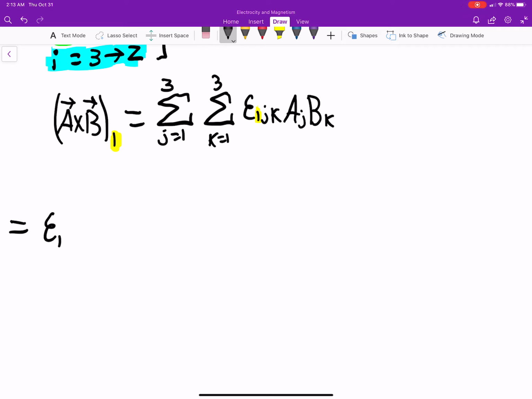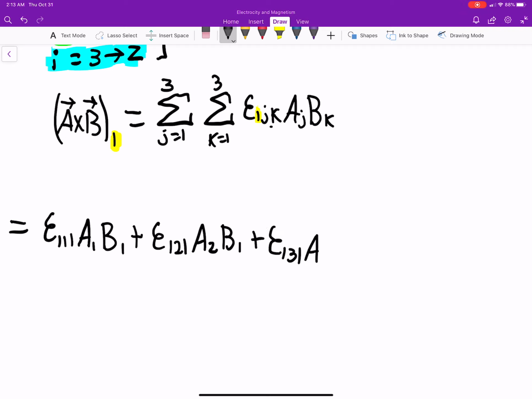Epsilon 1, we're going to start adding. Now, j and k can be 1, 2, or 3 in any order. So let's just start with epsilon 1, 1, 1. Let's see, we said j is 1, so that's a1, or k is 1, so that's b1. We're summing, so let's do it again. And let's say that the j component is now 2, and we'll keep that part 1. So that's a2, b1, plus, can you guess what this will be? 3. Okay.